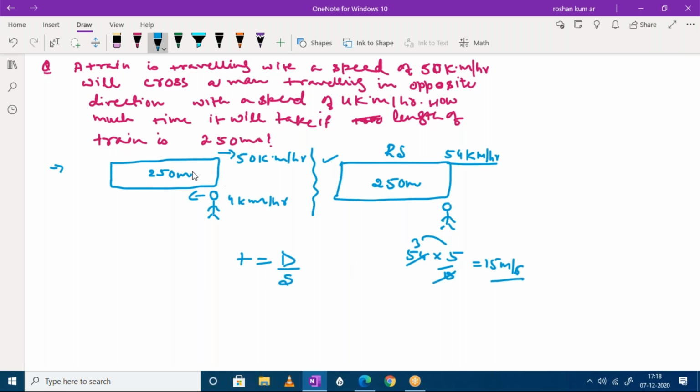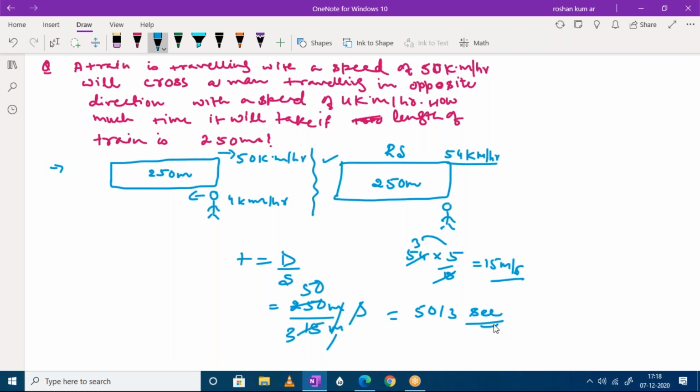Now speed I know, and distance is also in meters. Now I can use the concept. This is 250 divided by 15 meter per second. Meter per second will go on the top, and meter will cancel out. So this is 250 by 15, which simplifies to 50 by 3 second. Again you are getting 50 by 3 second.